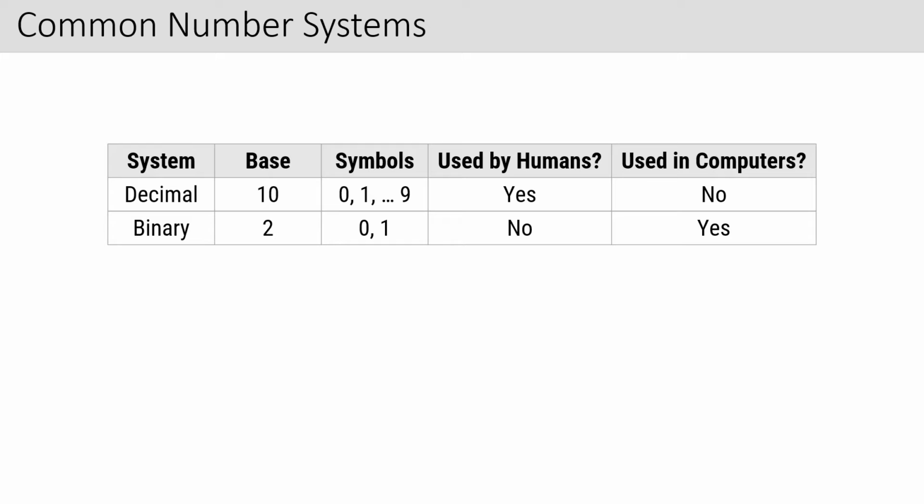Second comes your binary number system. The base of the binary number system is 2. It uses only two symbols: one is 0, another one is 1. It is not used by humans, but yes, it is used in computers.